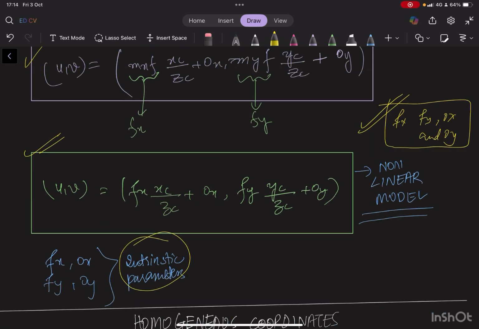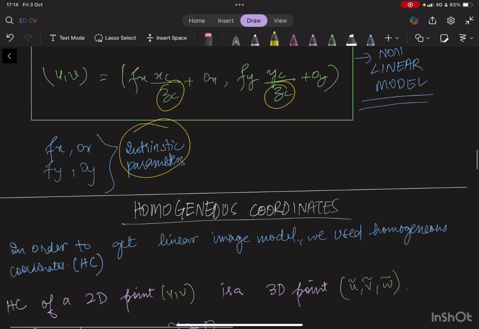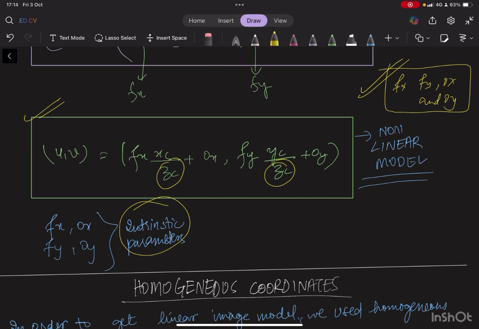In the equation of u and v, zc is in the denominator. Because of this division, u and v are not currently linear, and to make this whole equation linear, we will use homogeneous coordinates. I'll teach you about homogeneous coordinates in the next lecture.